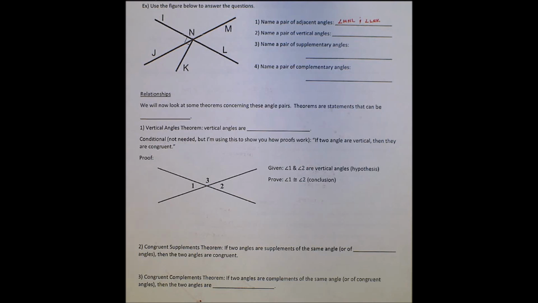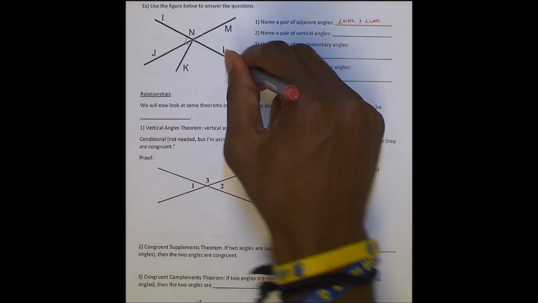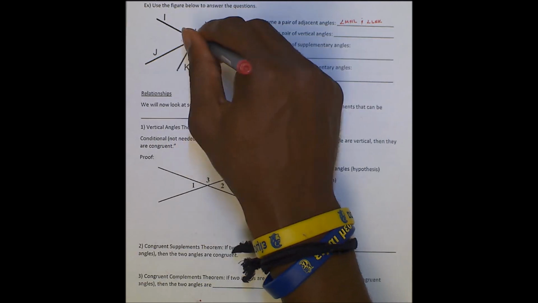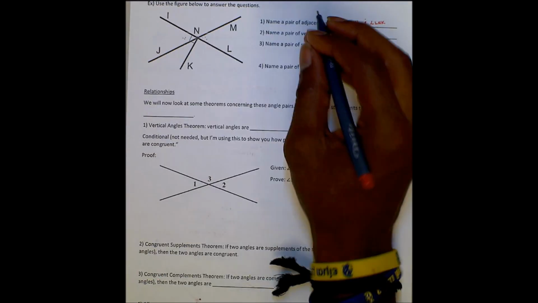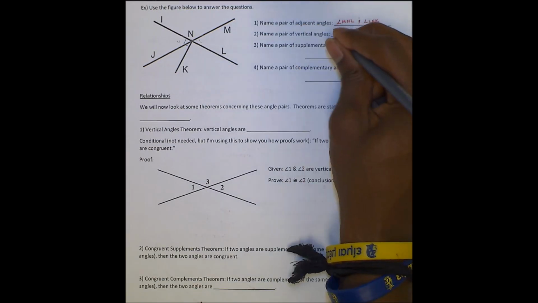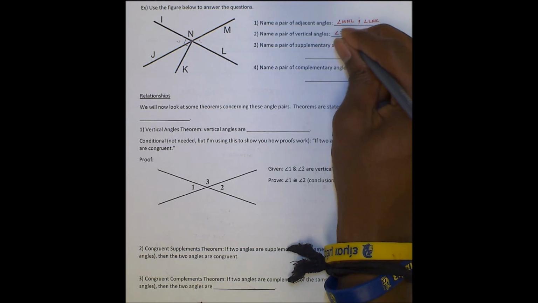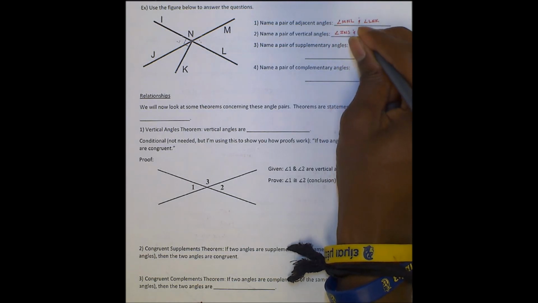Okay, name a pair of vertical angles. Again, I'm looking for that cross. I see the two lines cross here. I have a pair of vertical angles here and here. So angle I and J, and angle M and L.